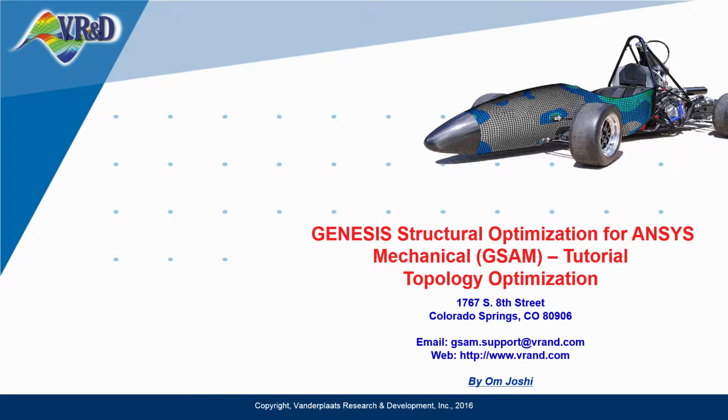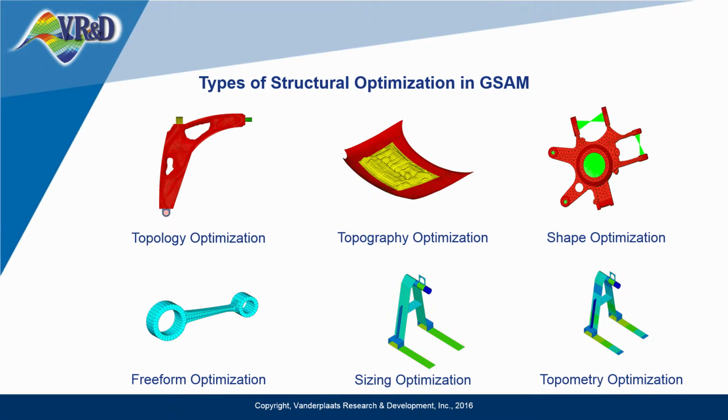The following video will introduce you to topology optimization using Genesis Structural Optimization for ANSYS Mechanical, or GSAM. GSAM is an integrated extension that adds topology, topography, shape, freeform, sizing, and topometry optimization to the ANSYS environment. The extension provides a reliable, robust, and easy-to-use interface which allows designers to set up structural optimization problems, post-process them, and export the data within the ANSYS environment.